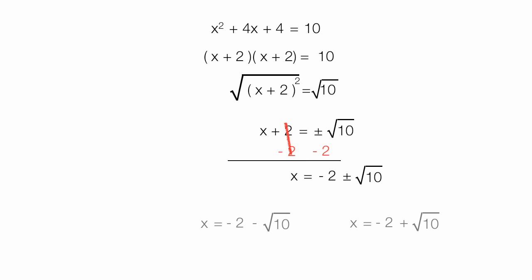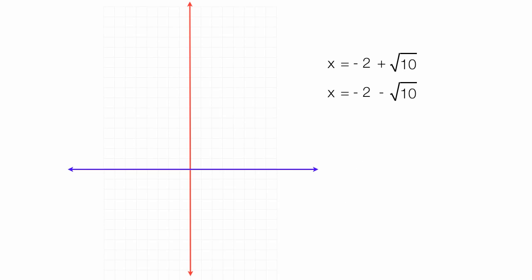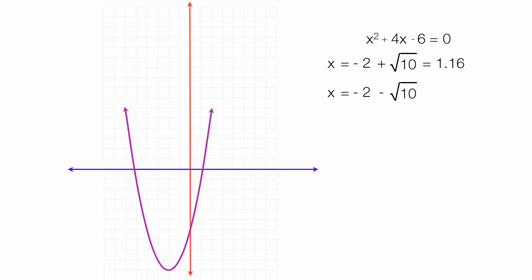It's always useful to graph, so let me show you what the graph looks like. I'm going to graph the original equation. Looks something like that. If I get my calculator out, I figure out that the two values are 1.16 and negative 5.16. So this parabola crosses the x-axis at negative 5.16, and it also crosses at positive 1.16. And this would be the solution.